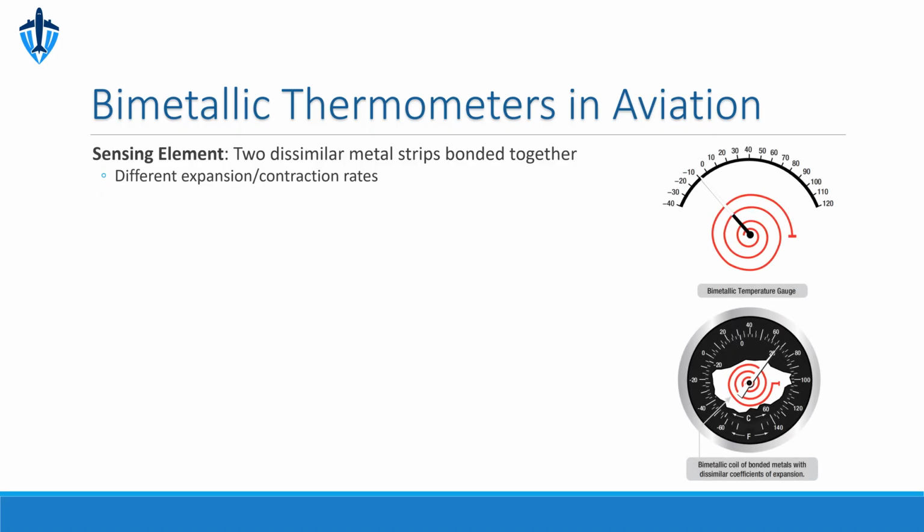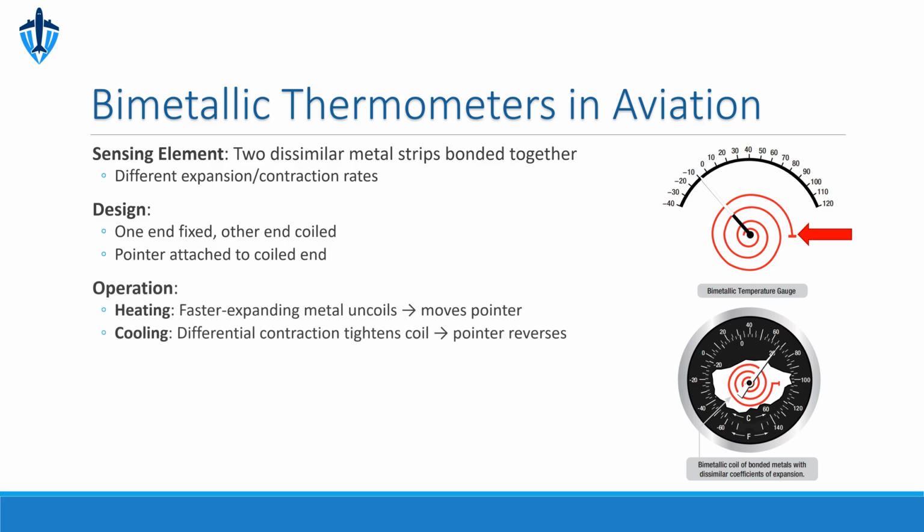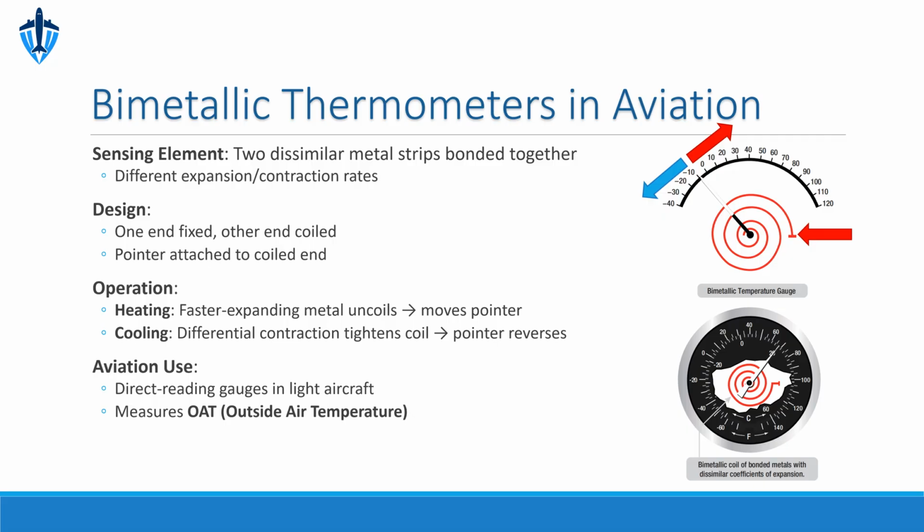It consists of two bonded metal strips with different thermal expansion rates. One end is fixed, the other coiled, with a pointer on the coil. When heated, the metal that expands faster pushes the coil to uncoil, moving the pointer across the dial. On cooling, the reverse happens. The coil tightens, pulling the pointer back. This reliable mechanism powers direct reading outside air temperature, or OAT, gauges in light aircraft. A sensing probe extends through the windshield into the airstream, while the coiled strip and dial are mounted inside the cockpit for easy pilot reading.